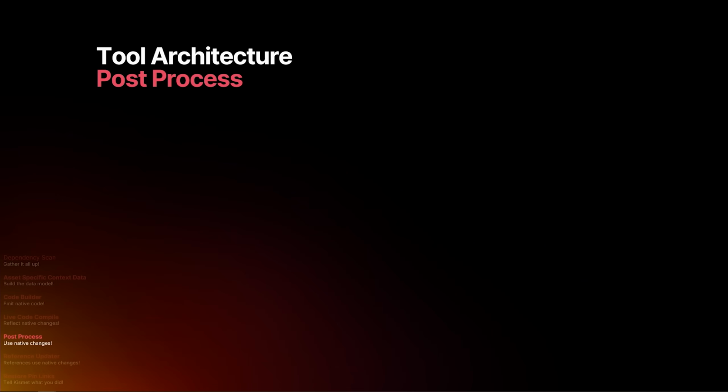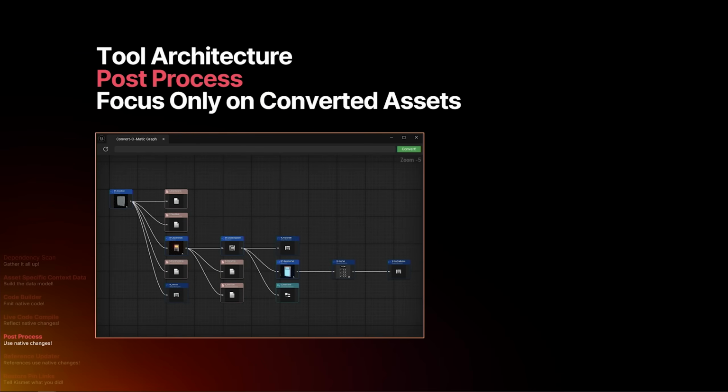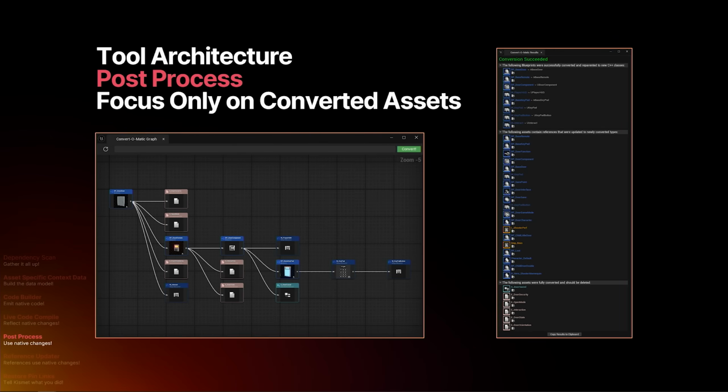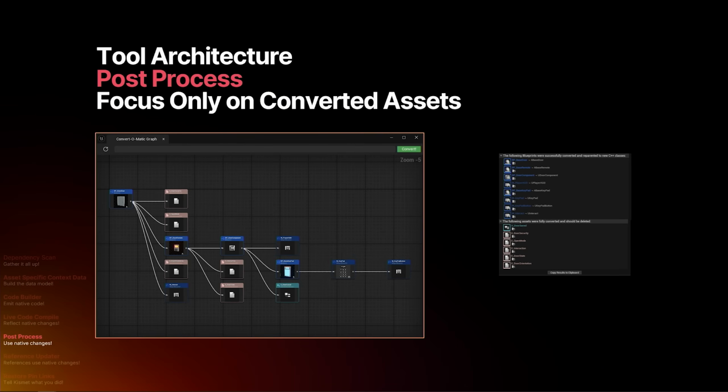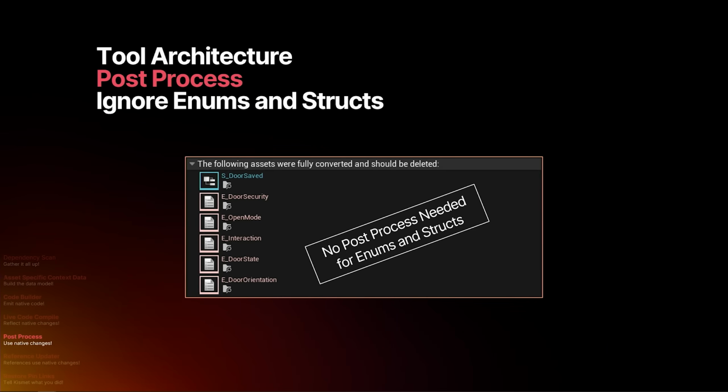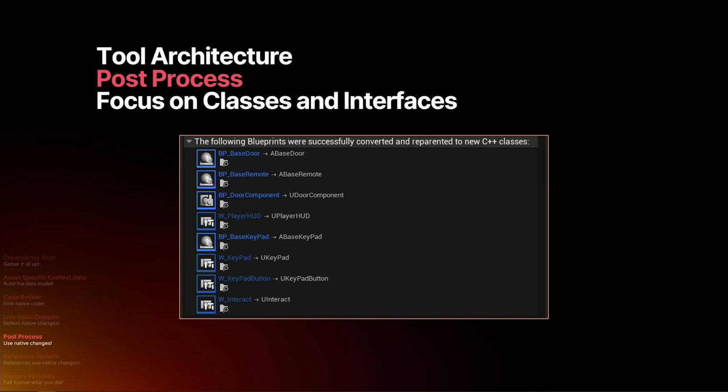Yep. So now we're on to the post process. We have our native types, they're created and loaded. Let's make the BPs aware of them and use them. Now remember, it's these 14 assets from that demo that we totally did live. Definitely. Which in our conversion results is these two sections. For the enums and structs, we don't care about those. You can skip them during the post process. They get deleted. For blueprint classes and interfaces, this is where you need to focus.